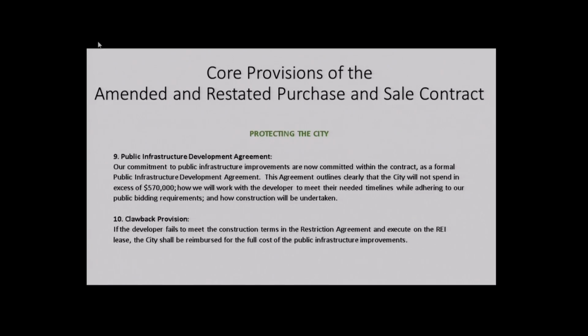Last slide, please. As we've talked about, the public infrastructure development agreement that the council's being asked to vote on tonight limits the expenditure to $570,000 of public infrastructure to be utilized. This is utilities, things like that, that would go into this property.